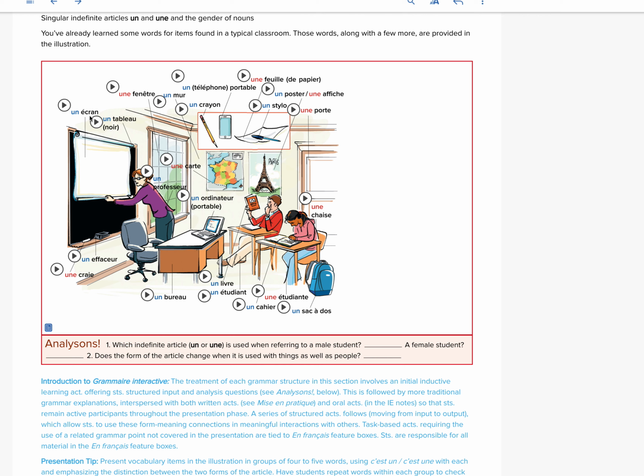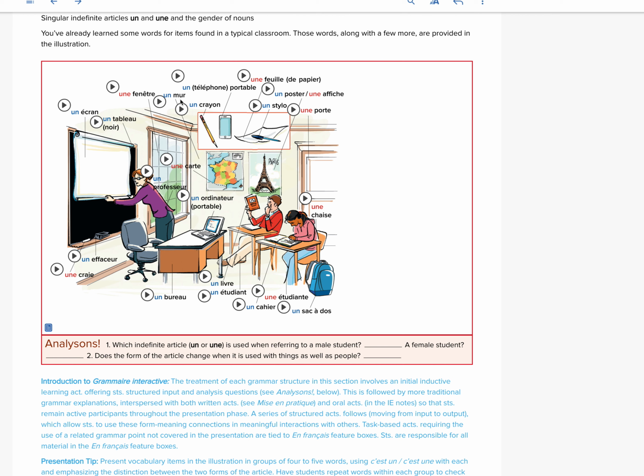Un écran, un tableau, un effaceur, un professeur, un ordinateur, un bureau, un livre, un étudiant, un cahier, un sac à dos, un stylo, un poster, un portable, un crayon, un mur.